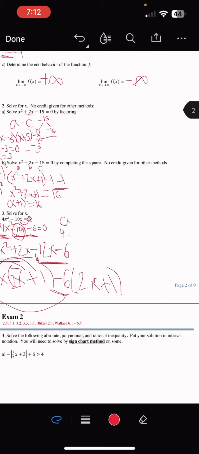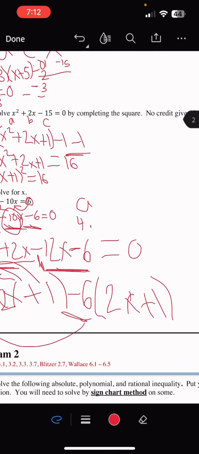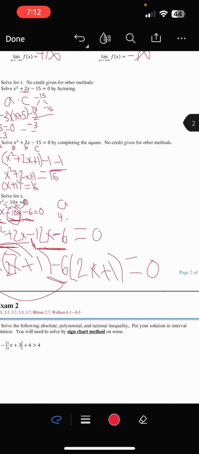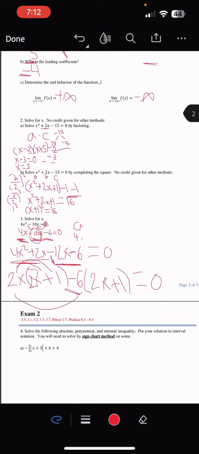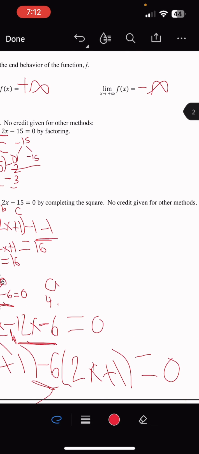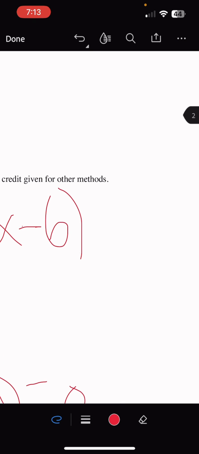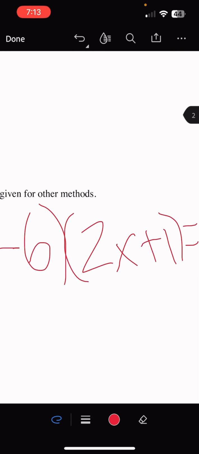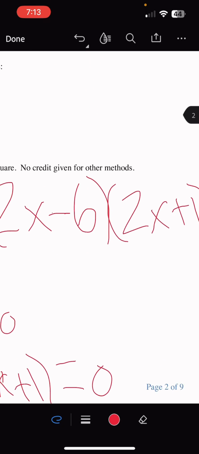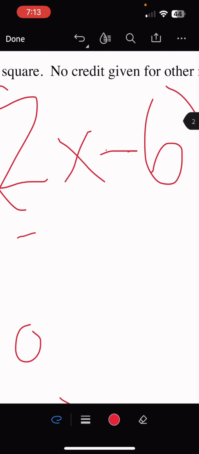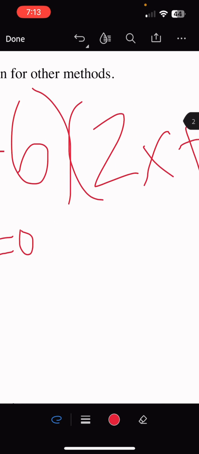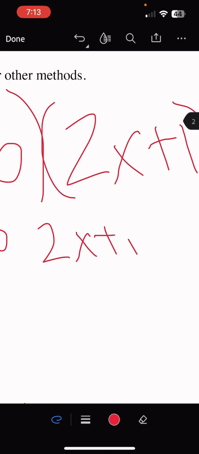And I actually am forgetting to write this, but I need to be writing equal to 0. Alright, so now once these are equal to 0, 2x minus 6 times 2x plus 1 is equal to 0. Now you can split these two up. 2x minus 6 equals 0. 2x plus 1 equals 0.